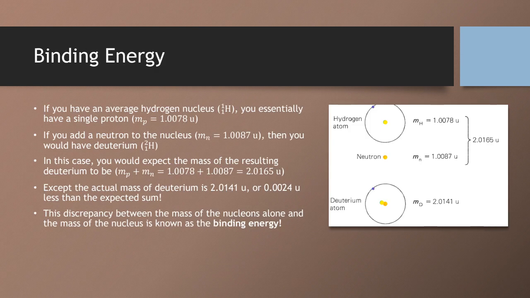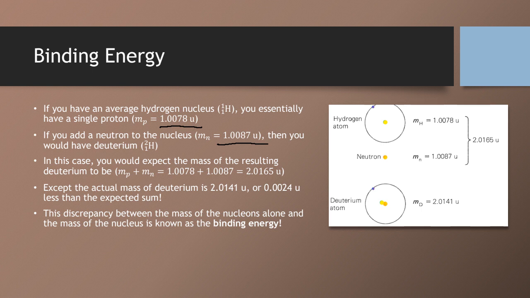So let's talk about the idea of binding energy. If you have an average hydrogen nucleus, you essentially just have a single proton by itself. That's a hydrogen nucleus, and it has a mass of 1.0078 atomic mass units. If you just add a neutron into the nucleus with it, you would get deuterium. And deuterium, which has a proton and a neutron, has a mass of 1.0087 atomic mass units.